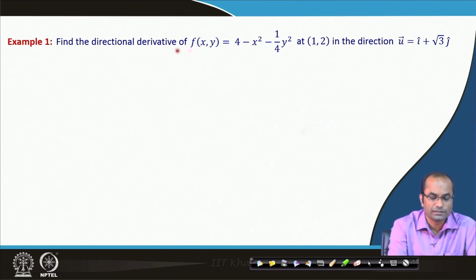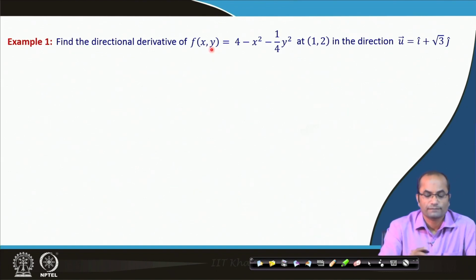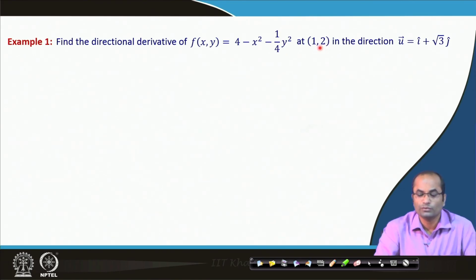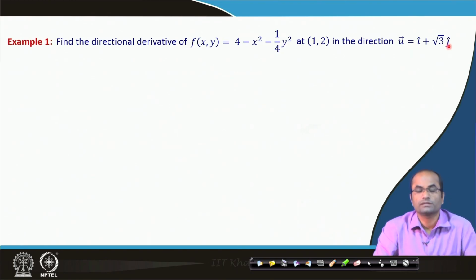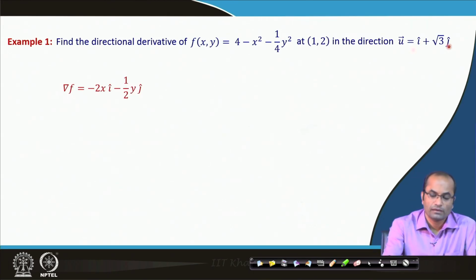Find the directional derivative of f(x, y) equal to 4 minus x squared minus 1 by 4 y squared at the point (1, 2) in the direction of this vector. The direction is given by i plus square root 3 j. So, first we need to compute the unit vector in the direction of this u.